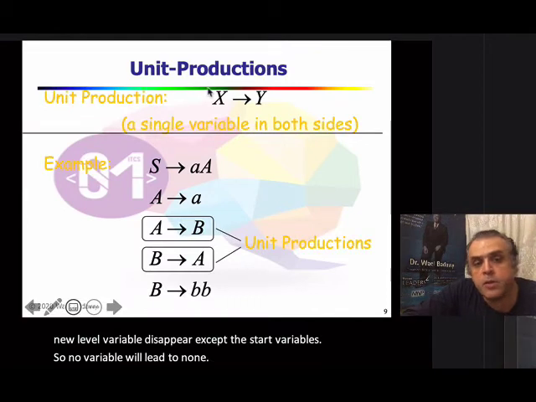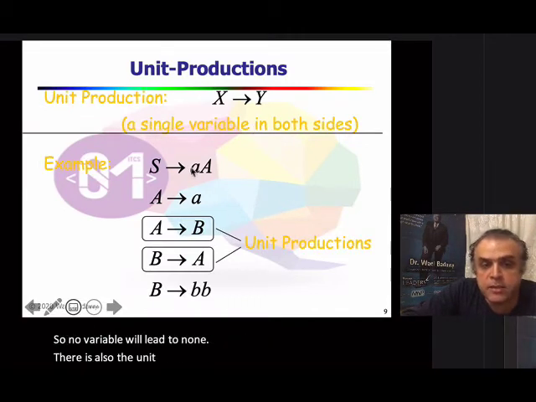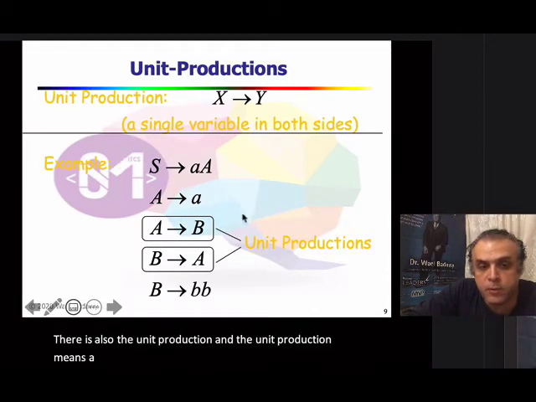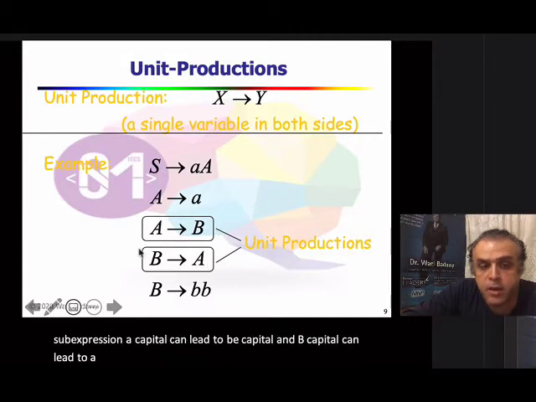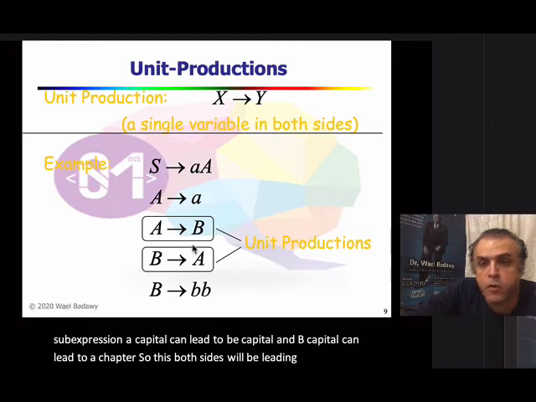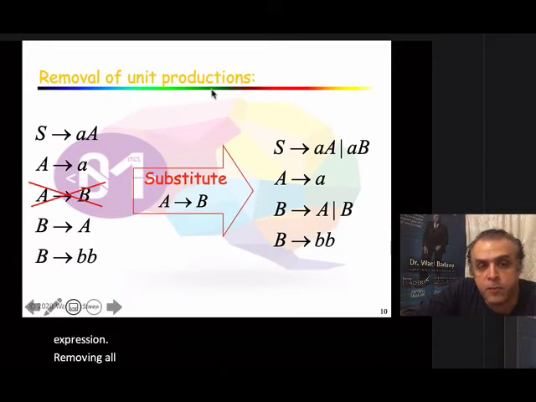There is also the unit production, and the unit production means a symbol will lead to another symbol. So a sub-expression capital A can lead to capital B, and capital B can lead to capital A. So both sides will be leading to the same expression. Removing all of this unit production will give you this example here.